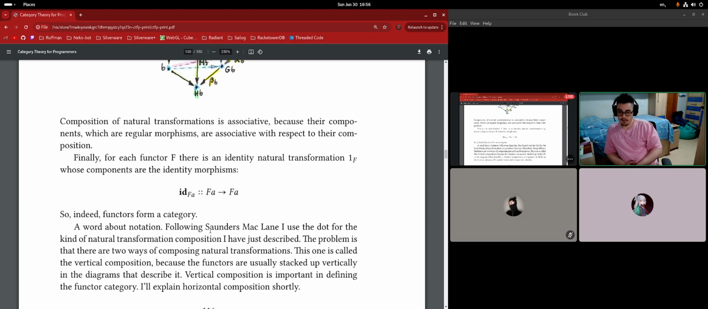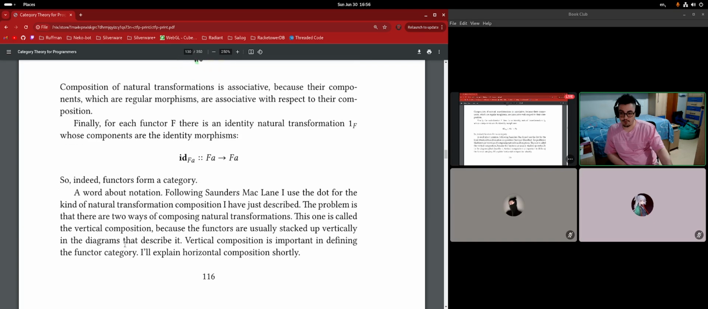And now we're going to go over a little bit of notation, because we're going to use different dots for different compositions, because this is where I started to get a little bit confused. So the dot for the kind of natural transformation composition I have described, the problem is that there are two ways of composing natural transformations. This one is called the vertical composition.